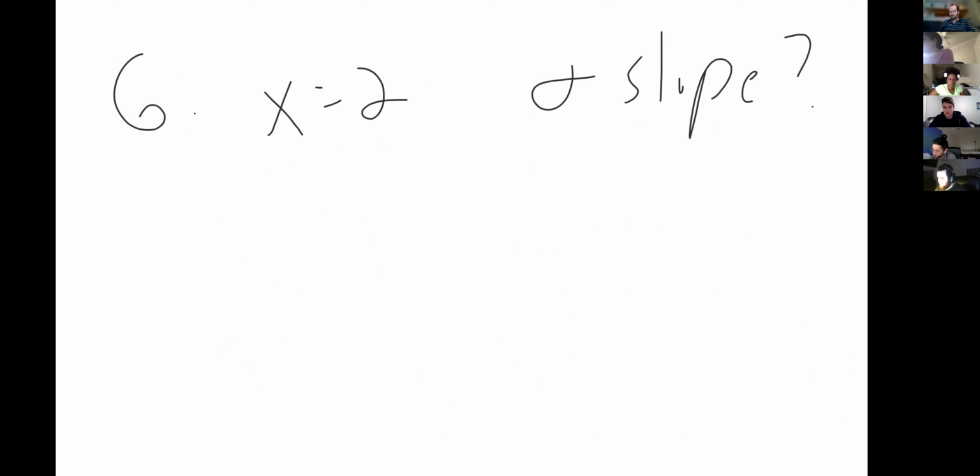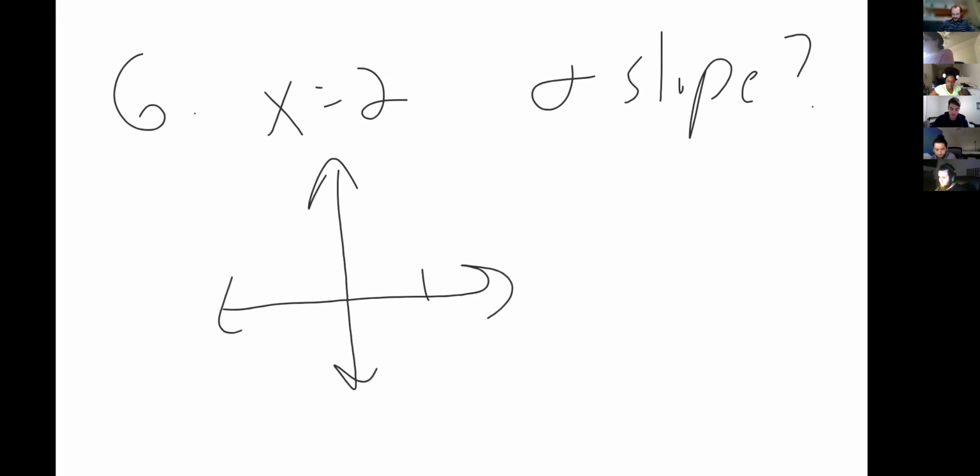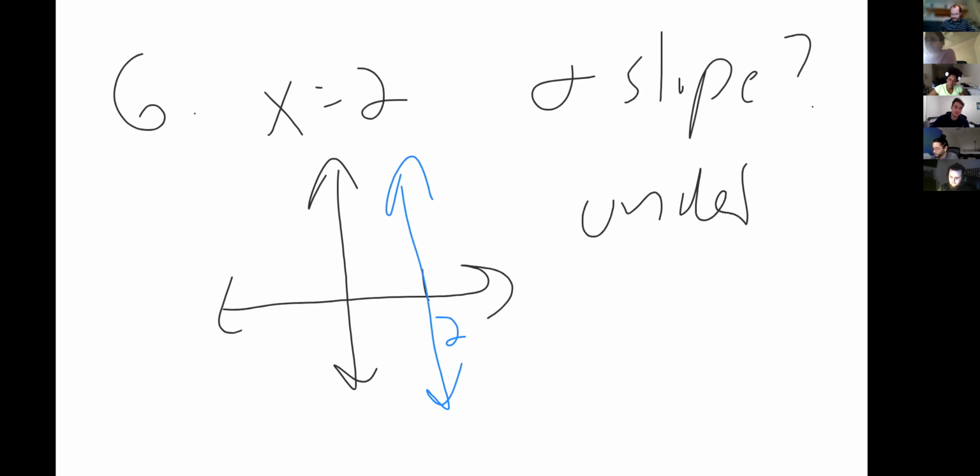Number 6 says graph the line described by the equation x equals 2, and we want the slope. The x, it's a vertical line, and the slope is undefined. So x equals 2 would be out here, my value of 2. And the slope of this is undefined.